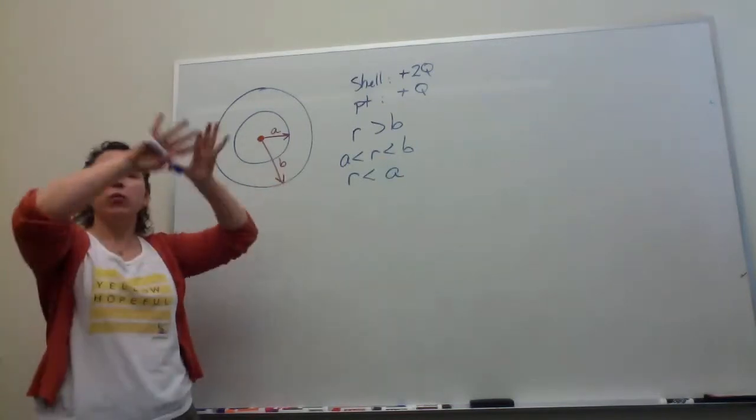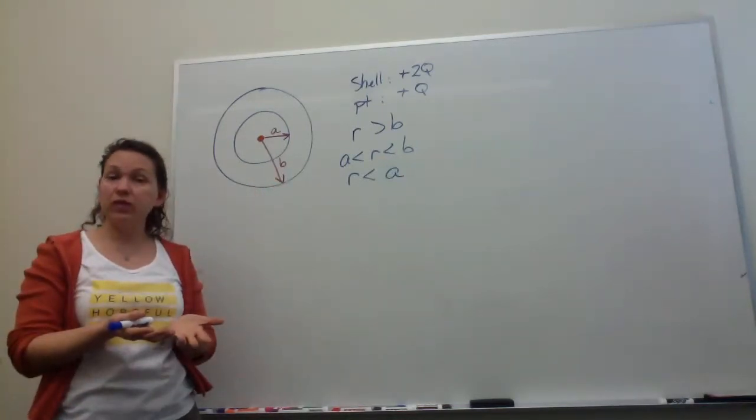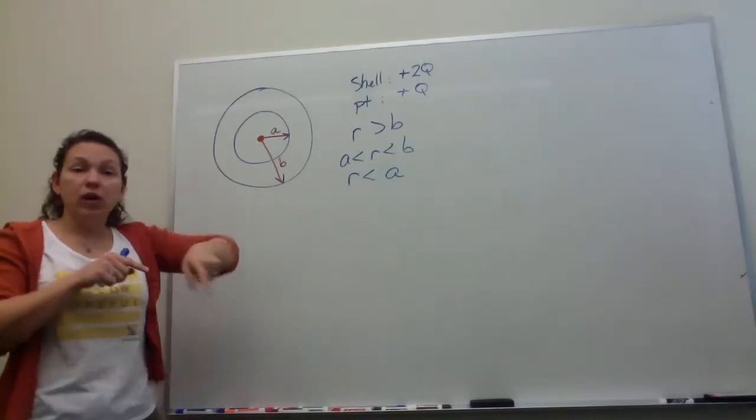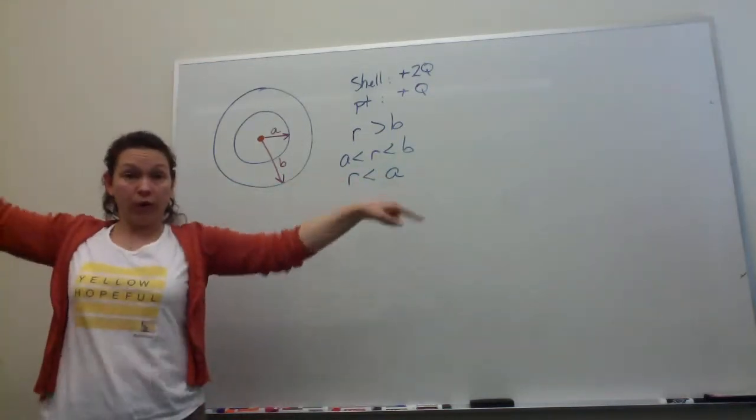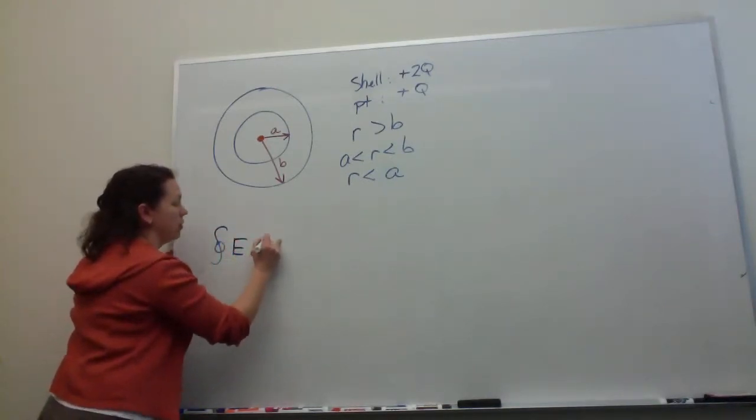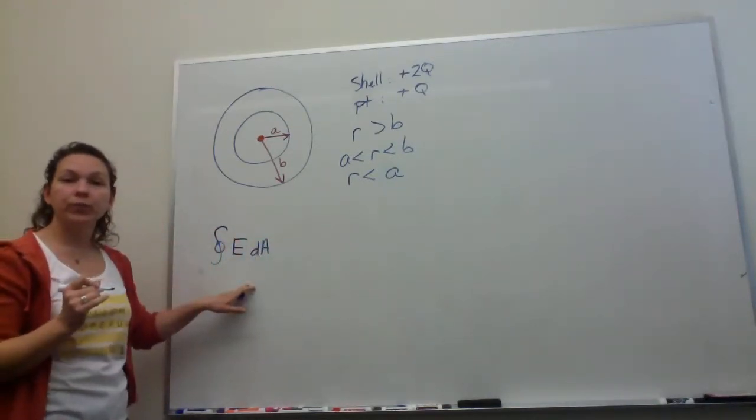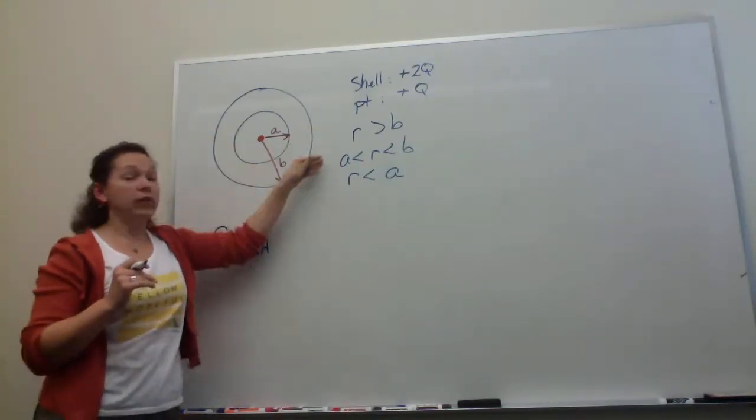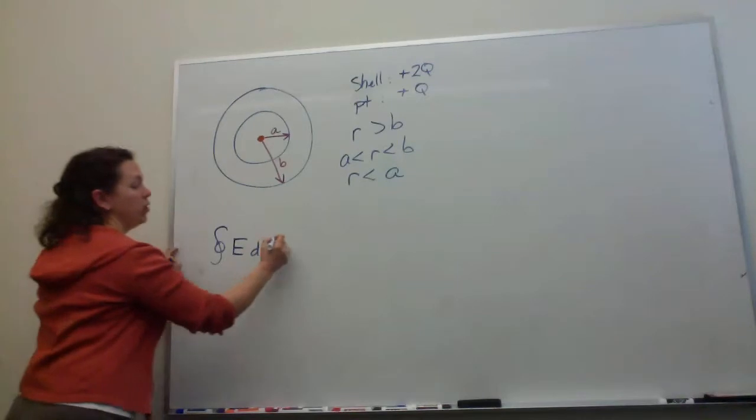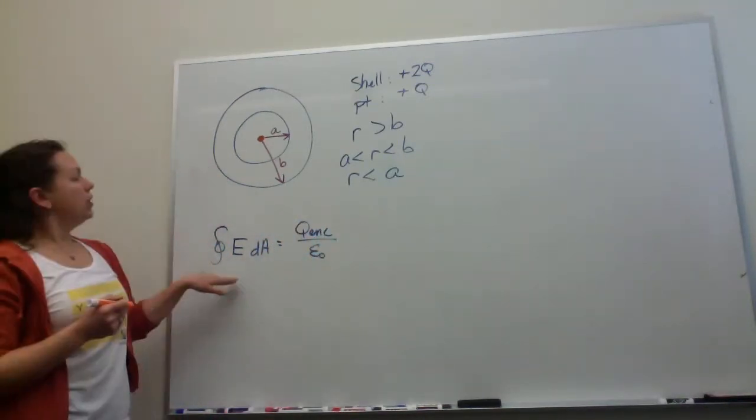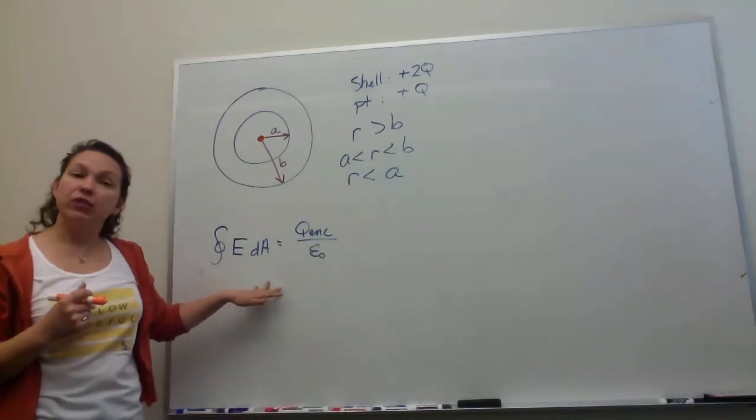The symmetry tells us we want to use a spherical Gaussian surface in Gauss's law, and because the electric field points radially outward, we just get the magnitudes. So E dA. We're going to be using that in all three regions of this problem. And we know that's Q enclosed over epsilon naught. So this tells us the magnitude of our electric field.